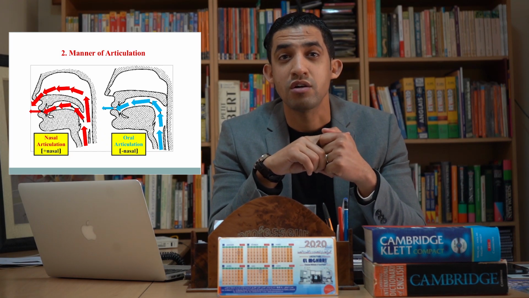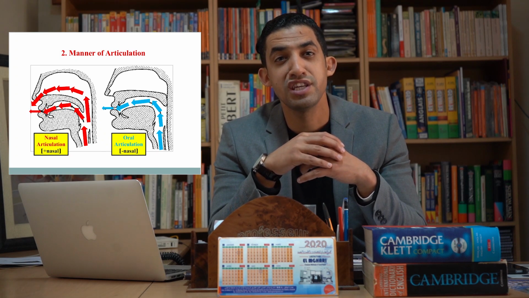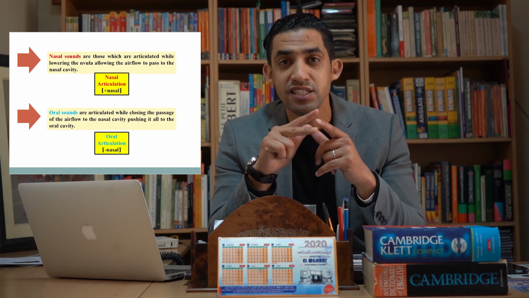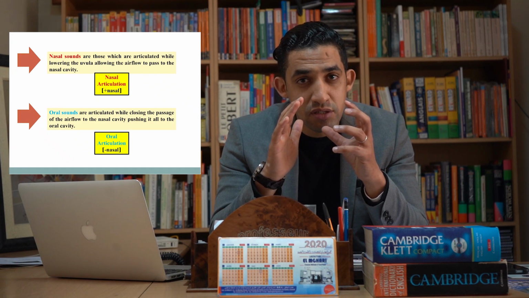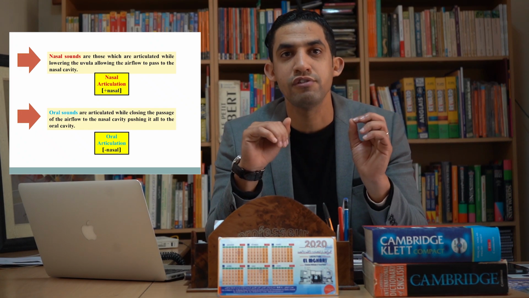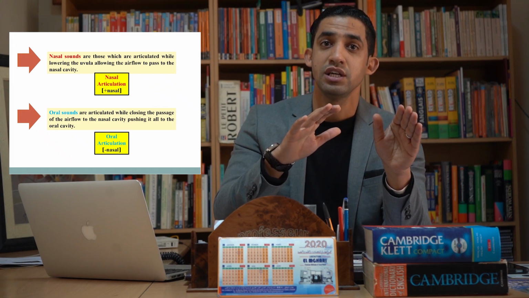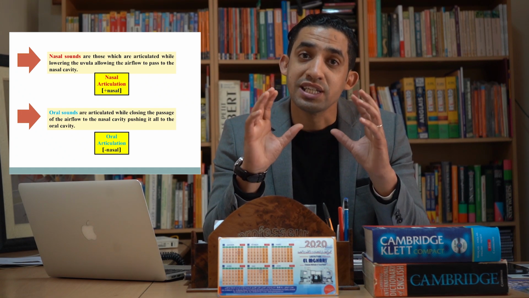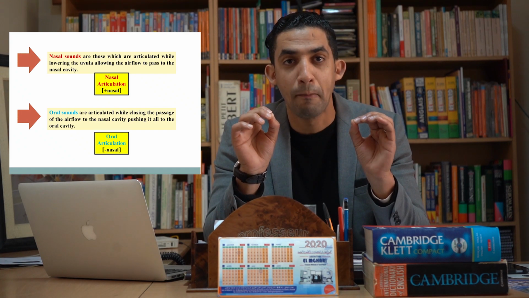Second ones are oral sounds. Those are sounds that are actually articulated while closing the passage of the airflow to the nasal cavity, pushing it all to the oral cavity. We have m, n, and ng. These three sounds, in their production, it is found that the velum is actually lowered, leaving the passage for the air to go through the nasal cavity. So we call them nasals, hence we give them the feature plus nasal. But all other sounds that are actually produced through the oral cavity, because the velum is blocking the passage of the air to go through the nasal cavity, we call them oral sounds. And these oral sounds are referred to as minus nasal, or we give them the feature minus nasal.